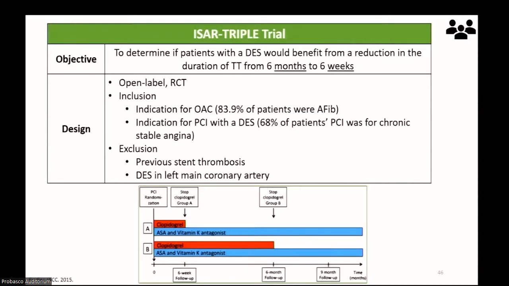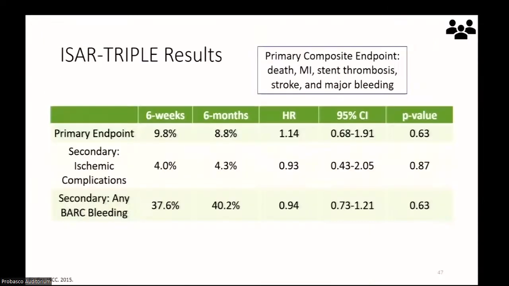At 9 months, aspirin was being used in 96% of the patients, and oral anticoagulation was being used in 88.5% of the patients. Non-compliance with the prescribed clopidogrel regimen was approximately 25% at the 6-month follow-up. So the primary composite endpoint was death, MI, stent thrombosis, stroke, and major bleeding. And there was not a statistically significant difference in the primary composite endpoint in ischemic complications, nor was there a significant difference in TIMI minor or major bleeding. INR values were within the therapeutic range roughly 60% of the time, with no difference between the two groups.